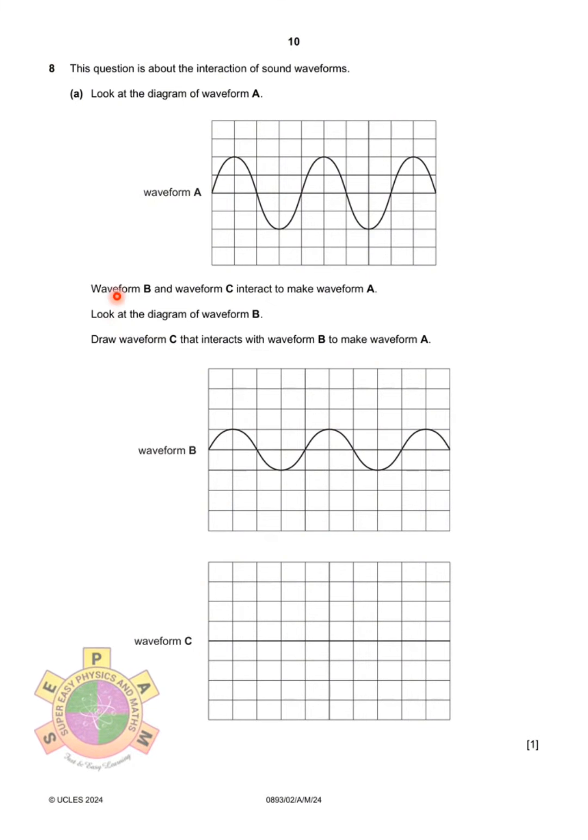Now, waveform B and waveform C interact to form A. So this is the product. What will you combine with one amplitude to produce two amplitudes? So that is 1. So waveform A plus waveform C. We are looking for a wave that you need to combine with B to produce this A. A is 2 amplitude, then B is 1. So that means we need another 1.